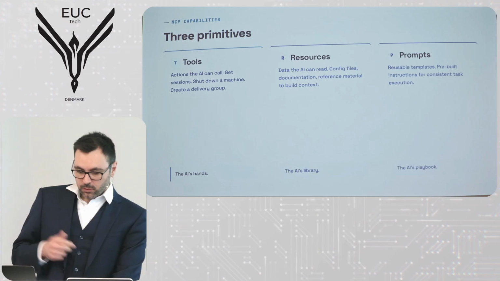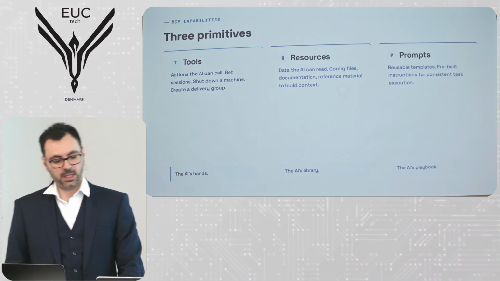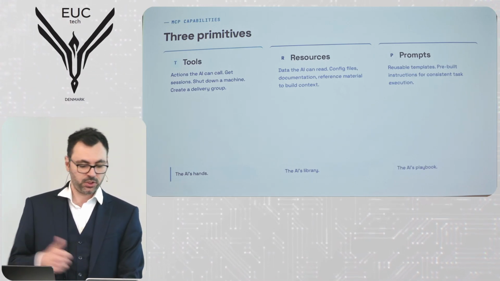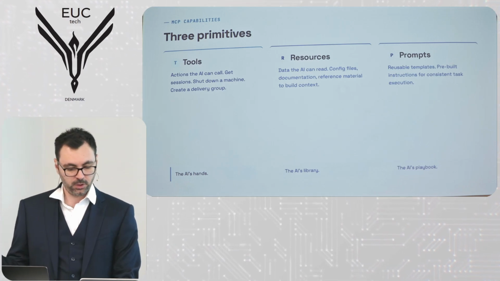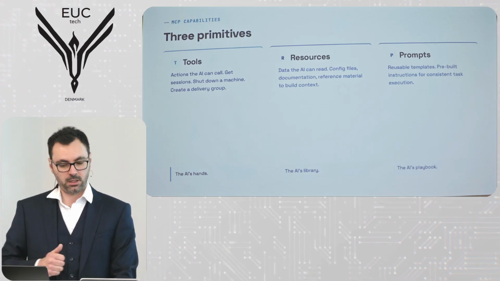MCP defines 3 types of things a server can expose. First, we have tools. It's the actions the AI can call. Get all sessions, shut down the machine, create a delivery group. The AI calls these tools when it needs to do something.